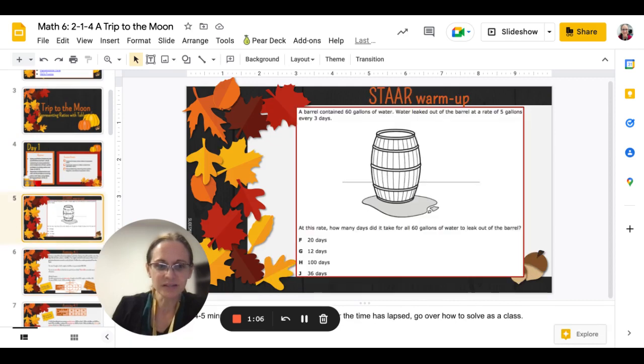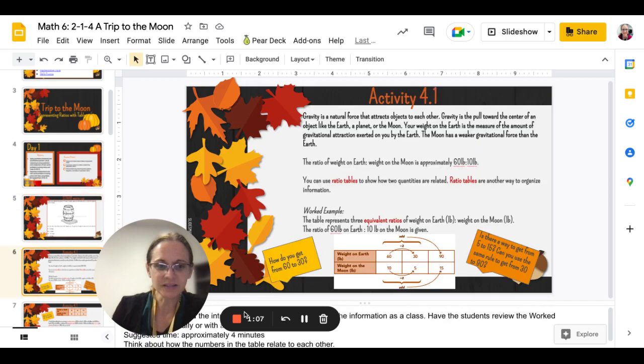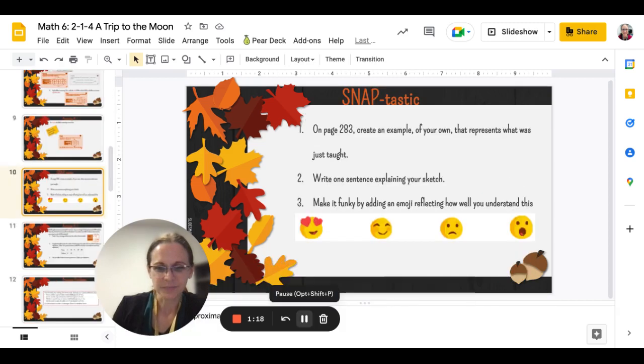And moving into the lesson, you'll see tables a lot like the one that we looked at before with 6.5a. So this is a table, an example where students can get the right answer by scaling up. And a lot of the lesson is going to focus on this skill. On slide 10, we're going to take a quick break here to do a Snaptastic check for understanding.